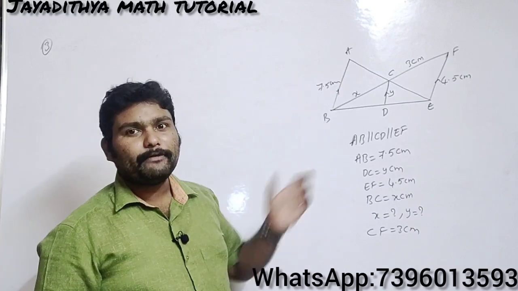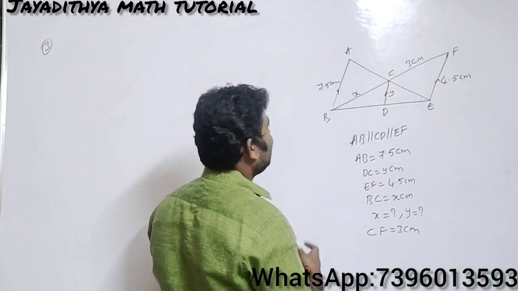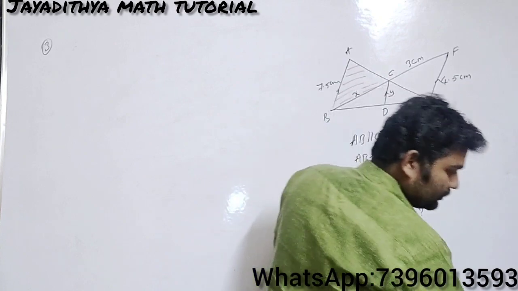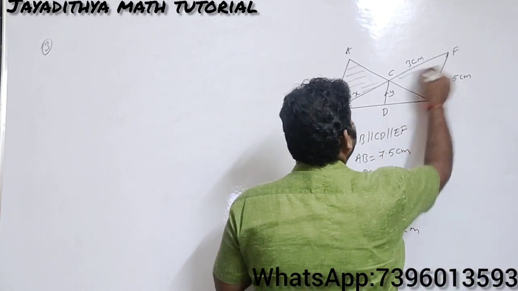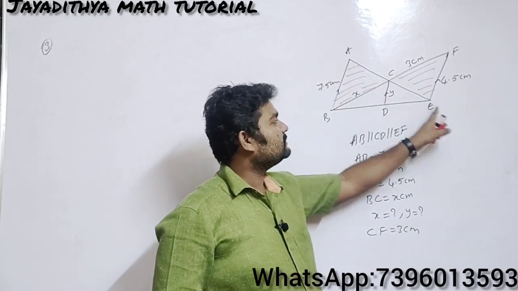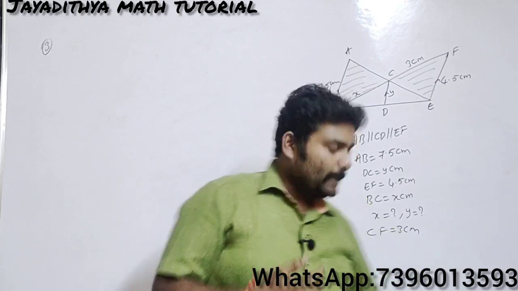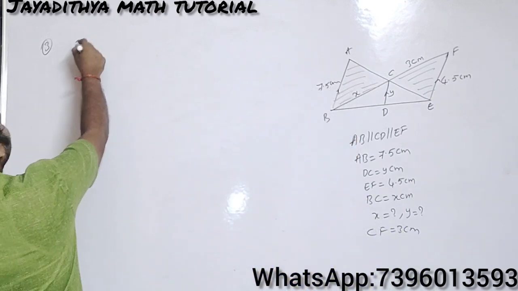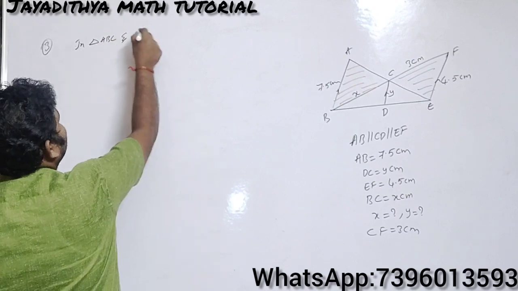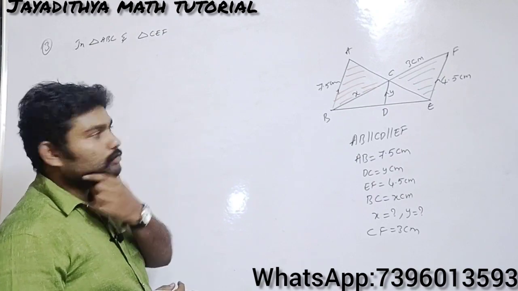See carefully, this problem is very important. First you observe where we have 2 dimensions and which triangles we need to take here. If I take triangle ABC, and if I take triangle CEF, so I am taking triangles ABC and CEF here. If I take those 2 triangles, what can I get here? Let us see now. In triangle ABC, and the other triangle is triangle CEF. I am just taking the triangles first.